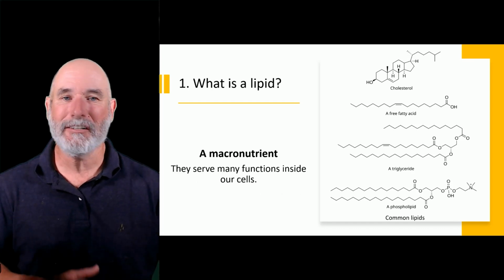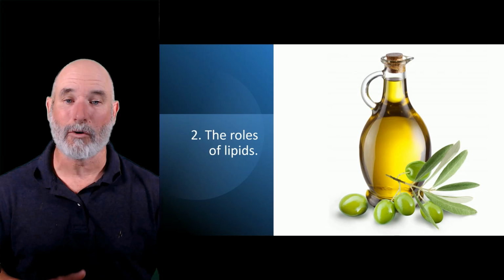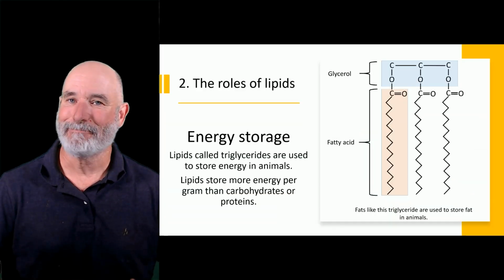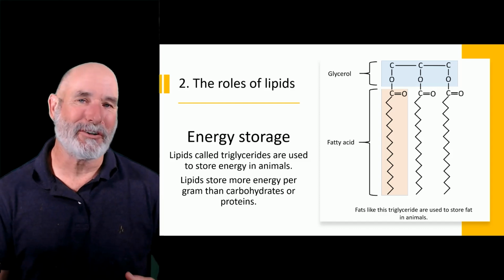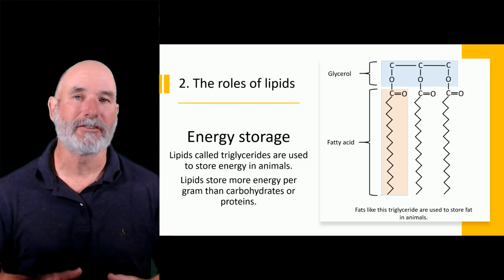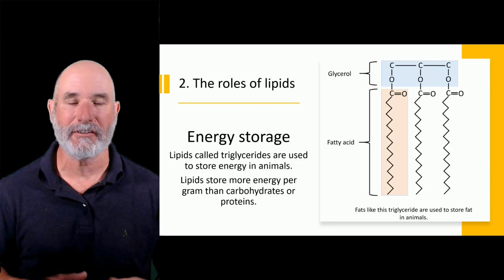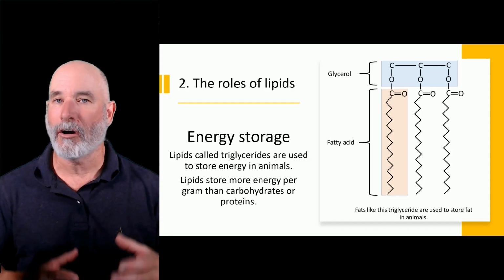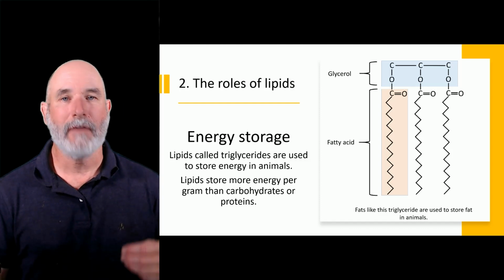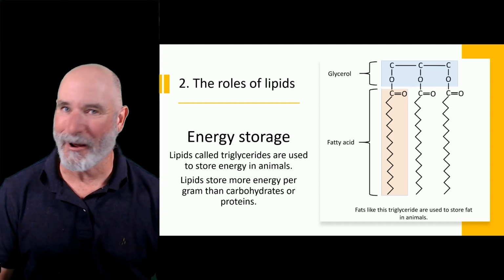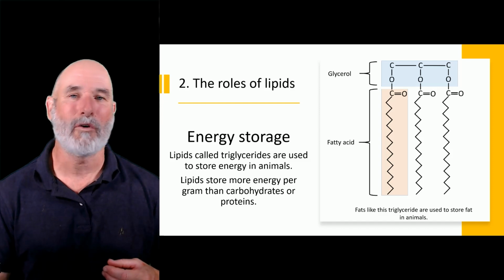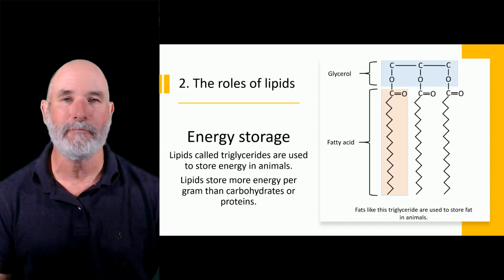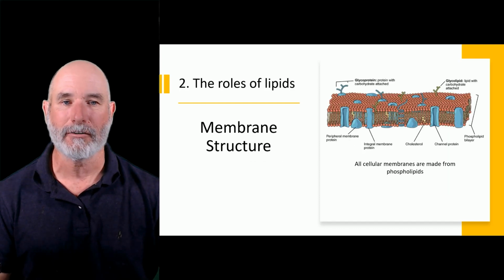Now, these macronutrients, the lipids, of course, they have lots of roles inside of our cells. So what do they do? All right, fat. Yes. Lipids called triglycerides, that's a fat. They're used to store energy in animals. And on the right is a general form of a triglyceride. And fats are a long-term source of energy storage. And pound for pound, gram for gram, ounce for ounce, they store more energy than both carbohydrates and proteins. In fact, you can store quite a bit of energy in these molecules.